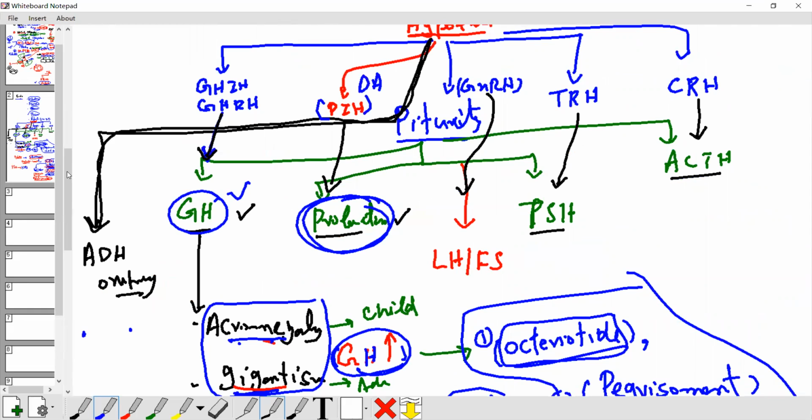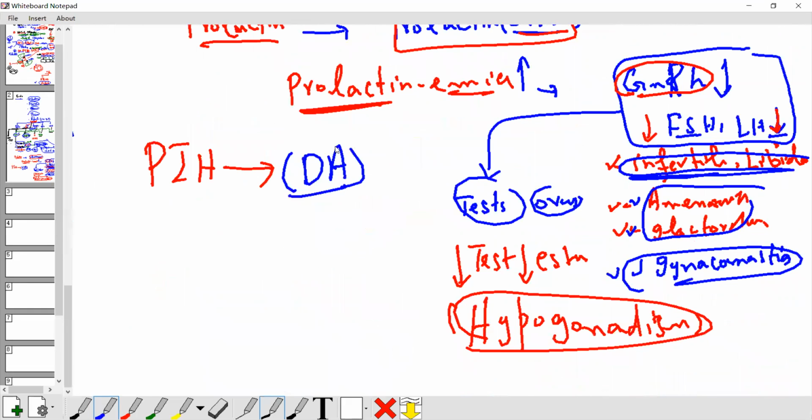Okay. So if you release dopamine, if you stimulate dopamine, you can control prolactin. So we use drugs related with dopamine. Dopamine agonists. Do you remember any famous drug for prolactinoma? Bromocriptine.